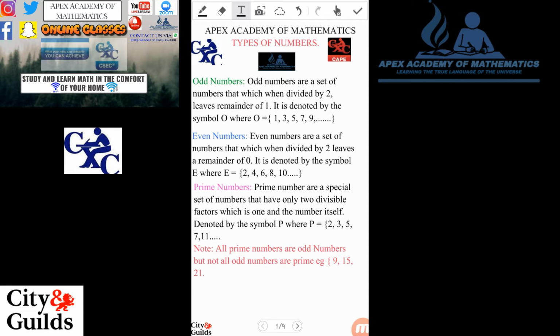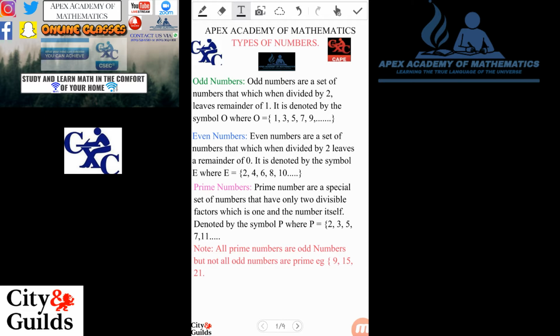We say that odd numbers are a set of numbers which, when you divide them by 2, always leave a remainder of 1. It is denoted by the symbol O, which is what we use to represent the numbers that are odd. You're familiar with them: 1, 3, 5, 7, 9, and by now you would have picked up the pattern that the next numbers are 11, 13, 15, 17, and it goes on and on all the way to infinity.